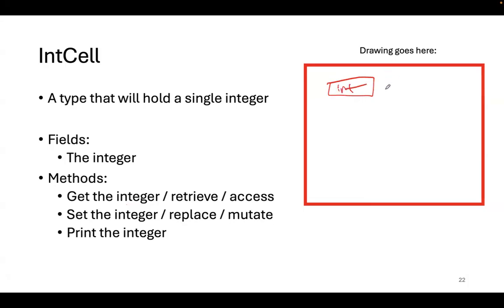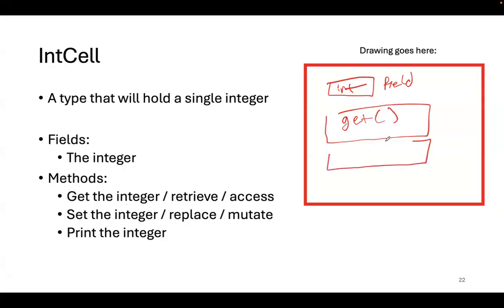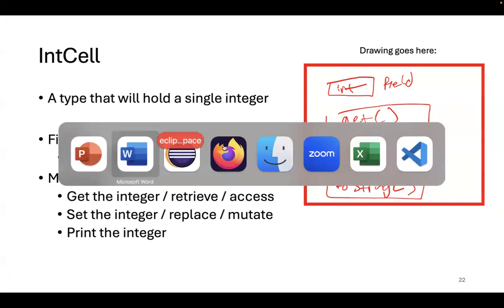And so the idea here is I've got some data, and so I'm going to have my field, and then I'll have a method get, a method set, and then a method to print, which in Java is special, and it's called toString. Okay, so let's write this.